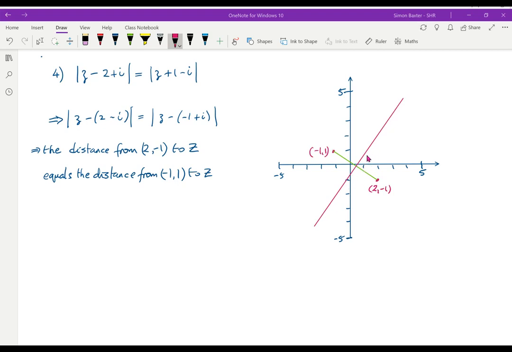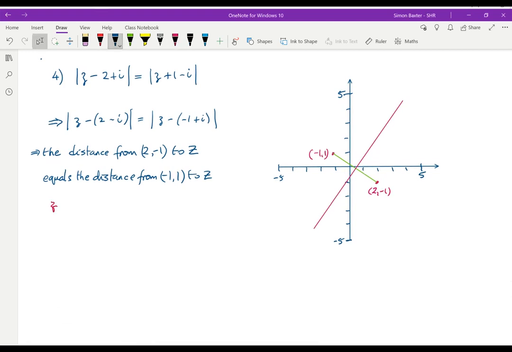We could also work out the midpoint of our green line, and therefore we would have a point on that line. Not very difficult, but I think in this case, with complex numbers, it's just a little bit easier if we do it a slightly different way. Well, a very different way. If we think of z as the point x plus iy, then our equation becomes mod x plus iy minus 2 plus i equals mod x plus iy plus 1 minus i.